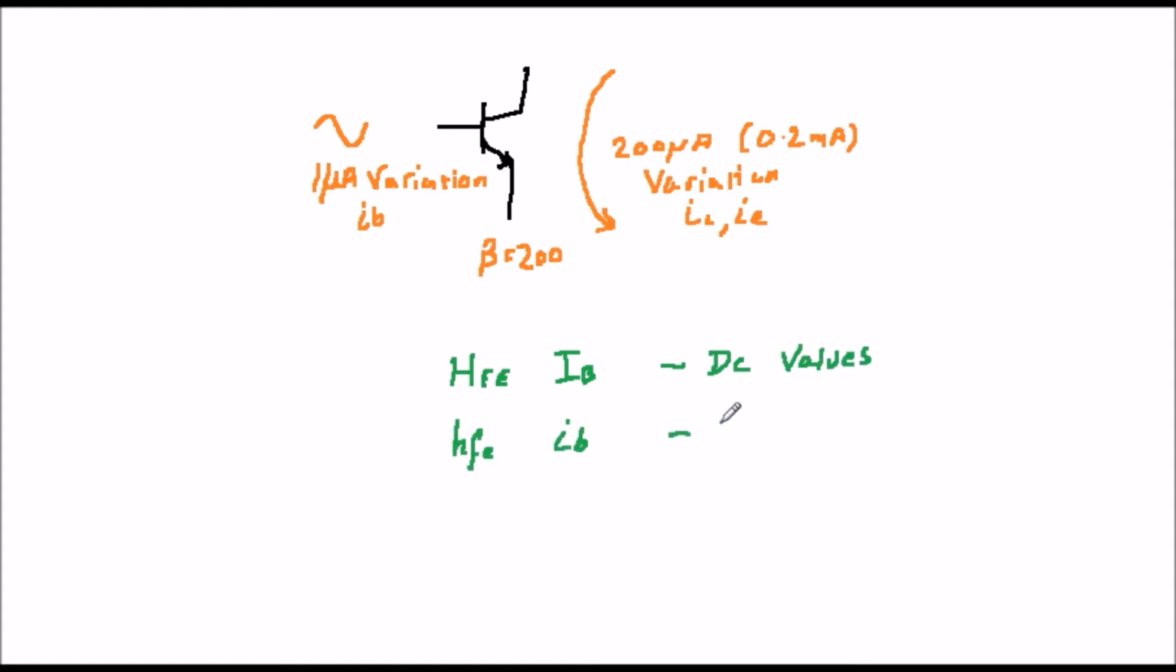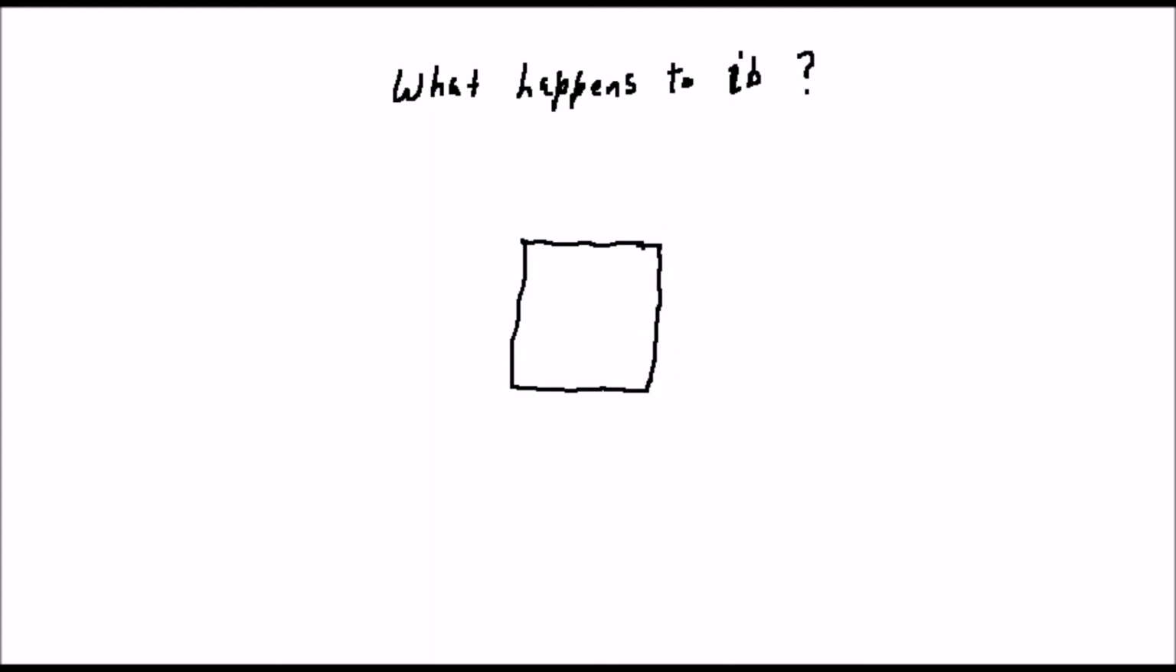You might wonder where IB goes after it flows into the base. In fact, it flows out through the emitter with IC. So IE is equal to IC plus IB. But because IB is so much smaller than IC, we can usually just ignore it in small transistors and say that IC is equal to IE.